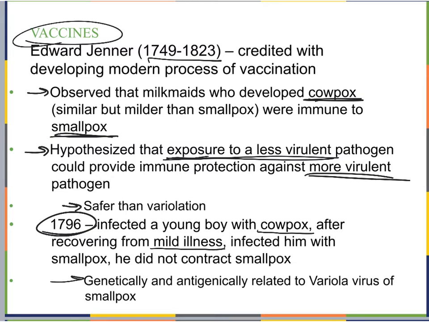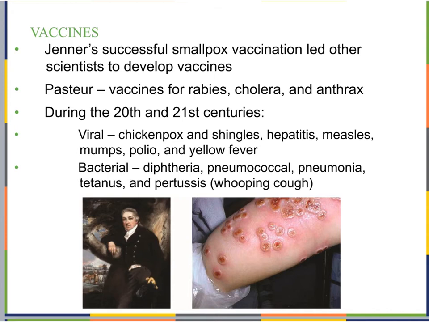This is because cowpox is genetically and antigenically related to the variola virus of smallpox. So our cowpox is very similar, and since it's so similar, our body is able to produce all of these memory cells in response to something that looks just like smallpox. And so this young boy didn't get smallpox. Since this was so successful, he was able to develop this smallpox vaccine. He took cowpox and turned it into a vaccine, and he was able to then infect other people with cowpox, and then they were not getting smallpox.